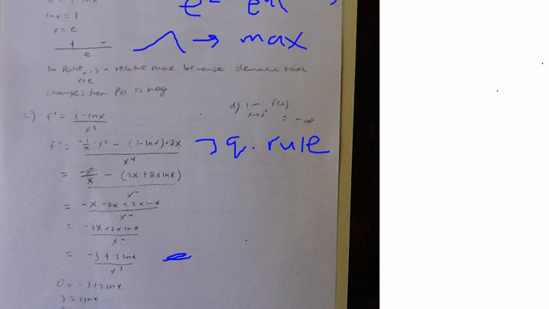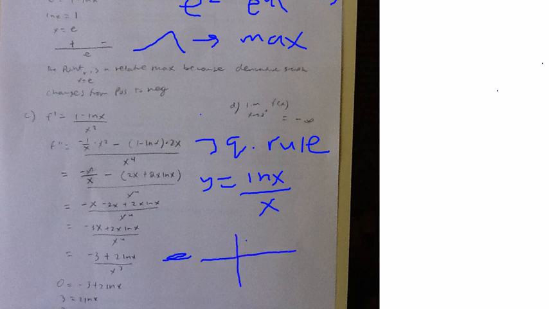Part D says find the limit as x goes to 0 from the right of f of x. And let me explain why the answer is negative infinity. So your equation is y equals ln x over x. When x goes to 0 from the right, it's like 0.0001. It's a really small number. So if we focus on the numerator, as x goes to 0, ln x goes to negative infinity. So that's the reason the answer is negative infinity.